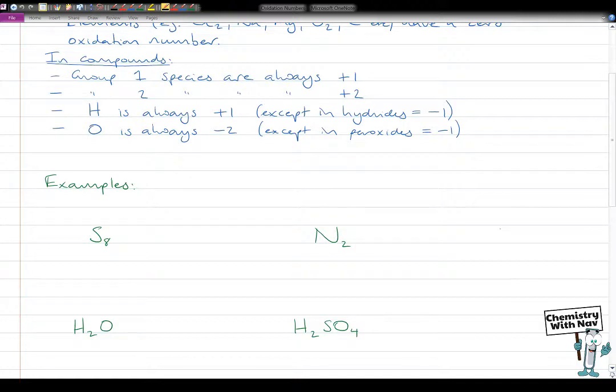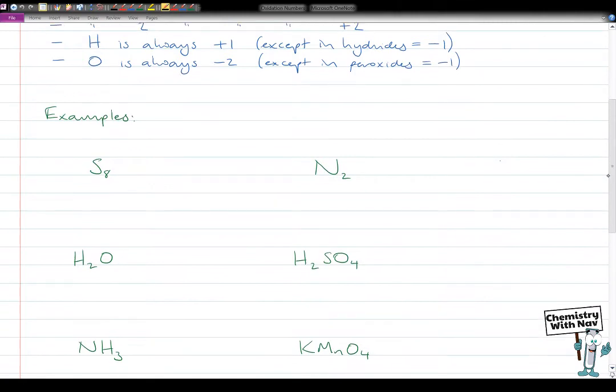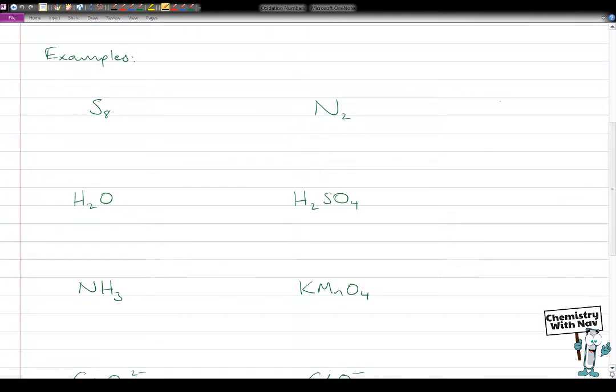Now, what we're essentially doing with these oxidation numbers is sort of pretending that everything is ionic, and we're trying to work out what the charge would be on any particular atom within some compound. So if we were to have a look at these examples, S8 is just an element, so that's going to be 0. Even though there's 8 atoms in that particular molecule, they are all of sulfur, therefore that is 0. So the same applies to the nitrogen as well. That's just going to be 0.